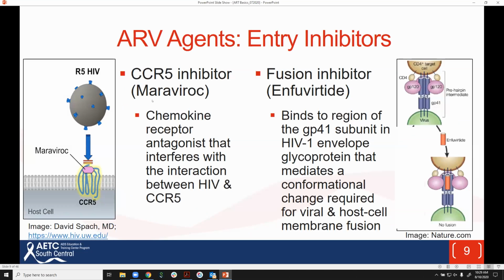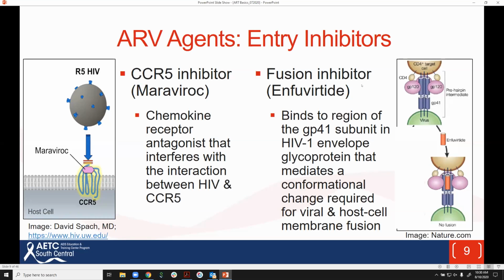Our other entry inhibitors here, maraviroc, which is a specific CCR5 inhibitor, so it does not have any activity for virus that uses CXCR4. So in order to determine if maraviroc is an option for your patient, you would need a recent tropism assay, and the information from that test will tell you if it's CCR5 tropic or not. And if it says tropic to CCR5 only, then maraviroc might be an option. Again, maraviroc is not currently approved for early infection, but rather reserved for patients who are multi-drug resistant.